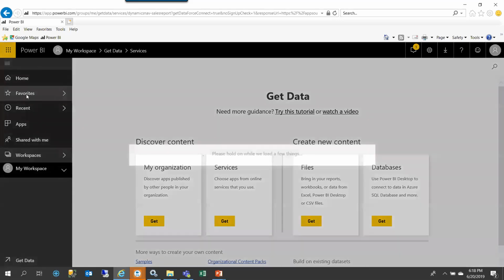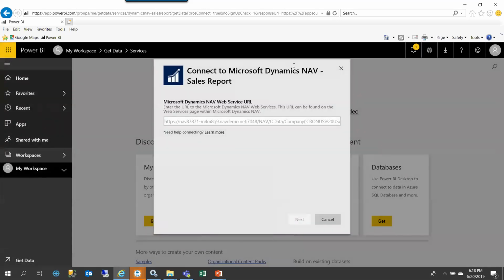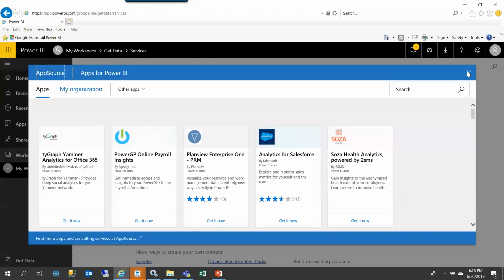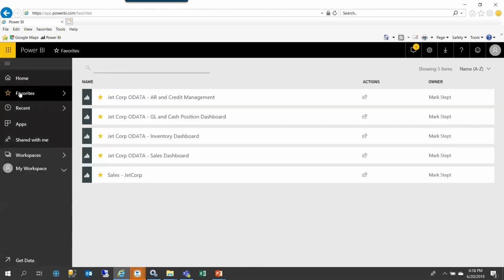Here, I've placed my reports that I'm showing in this webinar into my favorites area. As an introduction, these reports are showing data from a database called the Jet Corp. So Power BI is accessing various tables from the Jet Corp database, the Vision database. Let's start with the sales dashboard.